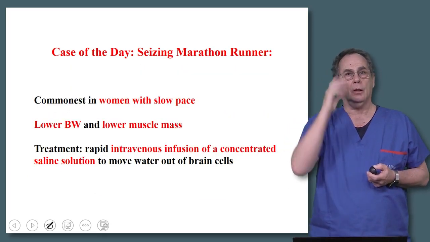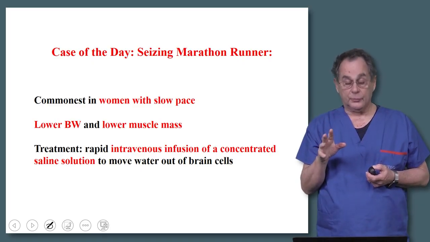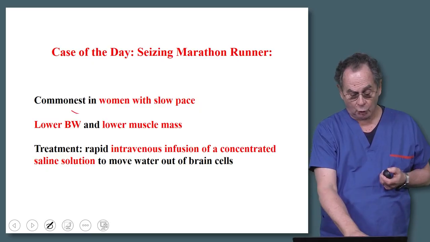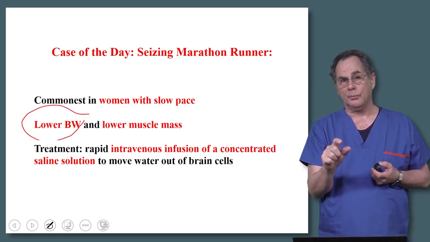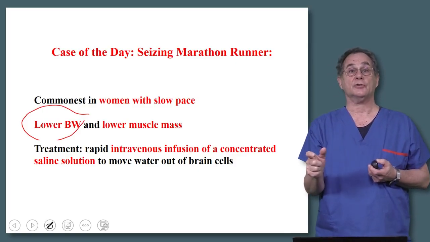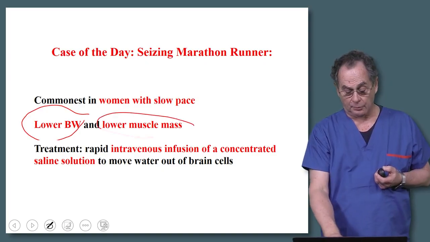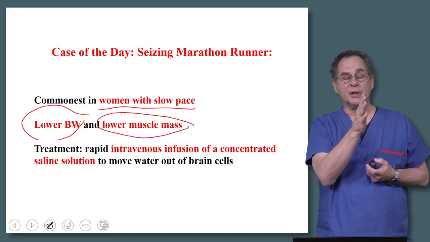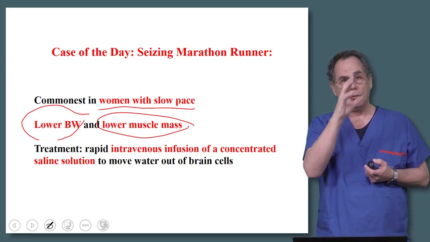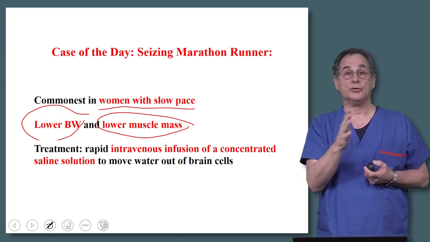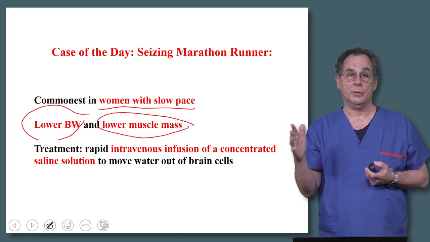So, this is common in women with a slow pace. Why would that be? Well, they have a lower body weight. Lower body weight likely means lower muscle mass, a lower total body water content because of that lower body mass. And the slower pace means that she's regularly drinking more and more water as she moves through the marathon course.